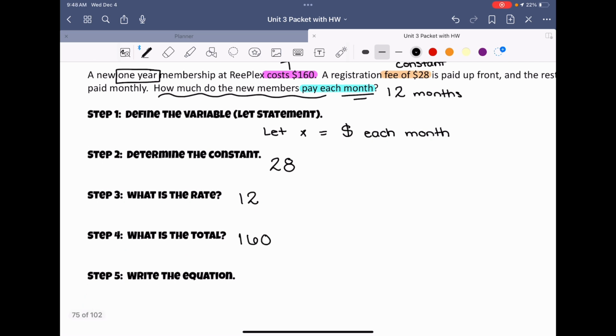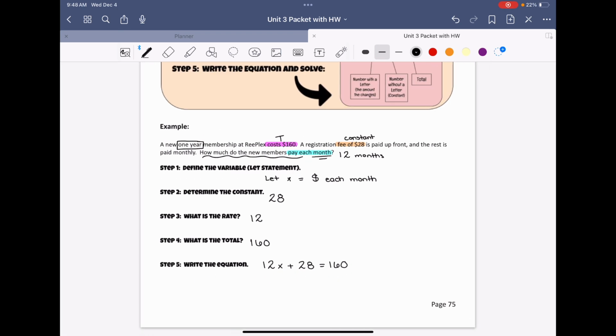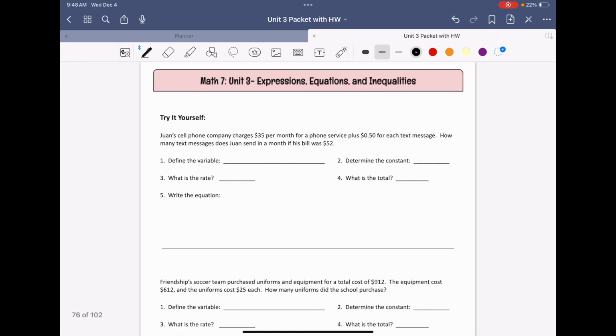So let's go ahead and create the equation. So I'm gonna have a number times my letter, then my constant equals my total. So 12 times x plus my constant, 28, equals my total, 160. And that's all I have to do. We're not going to solve it today. We're just setting them up. Let's try another one.